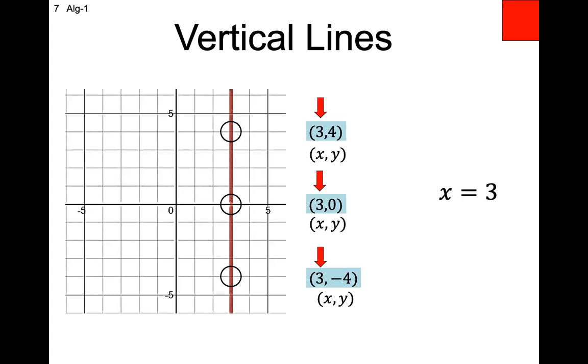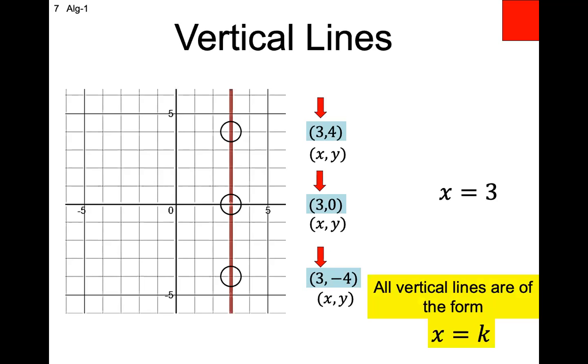Write this down, please, box 7. All vertical lines are of the form x equals k. K just represents a number, any real number. Why is this a problem? Because what does it say right there? X. And when you think x, you're not thinking up and down, you're thinking left and right. So you're thinking horizontal. It's the opposite of what you would think.